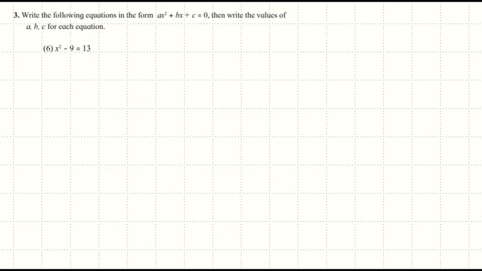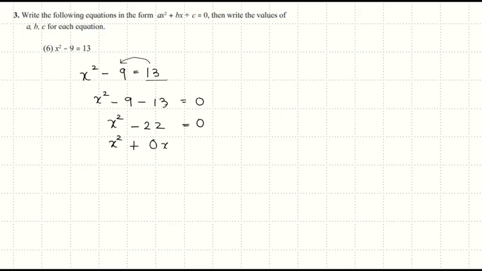Sixth equation from question number 3. The given is x square minus 9 is equal to 13. So here x square minus 9, bring this plus 13 on left hand side, it will become minus 13 is equal to 0. So on solving this, we get minus into minus is plus, 13 plus 9 is 22, and sign of the bigger number is minus, is equal to 0. If we write it in general form, we have x square plus 0x minus 22 is equal to 0.